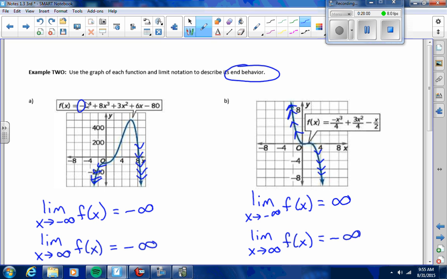Now look at the second one. Negative x cubed over 4. That exponent is odd. When the leading term has an odd power, the end behaviors are split. One side's going to go down, one side's going to go up, or it may be split the other way: it's going up, and then it's going down. But that's the way it's going to work. If it's an even power, they're both going the same direction. But if it's an odd power, odd degree, they're split in behaviors. Okay, so just something to keep in mind.